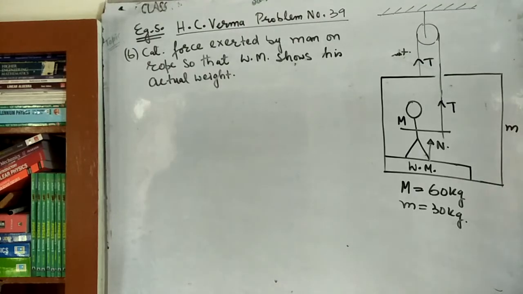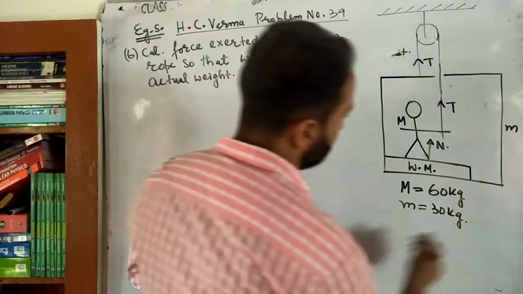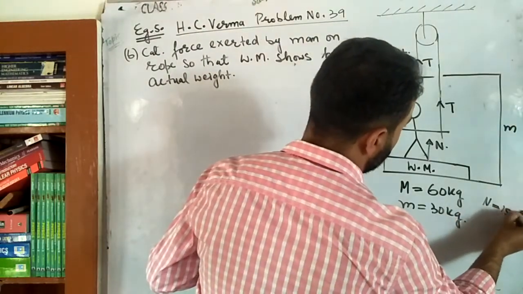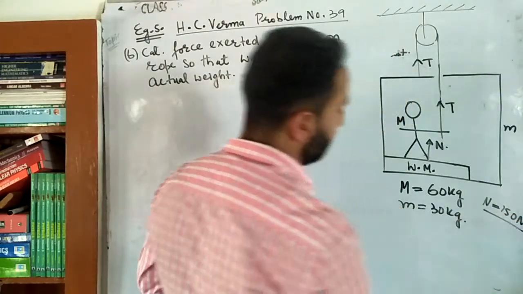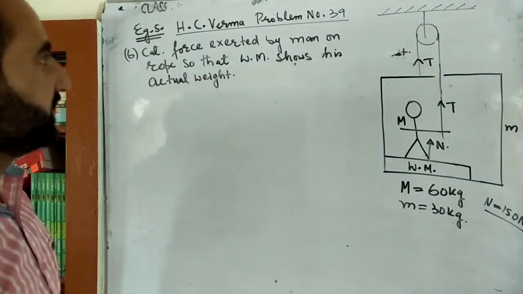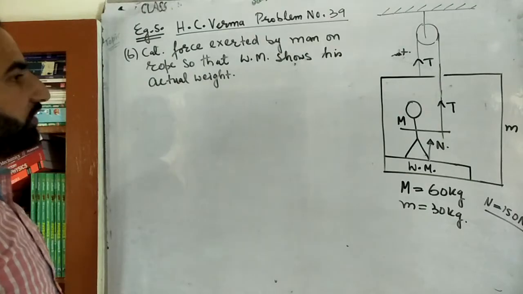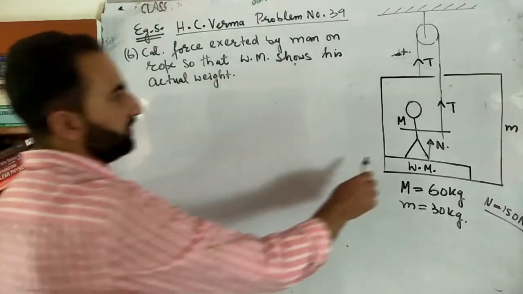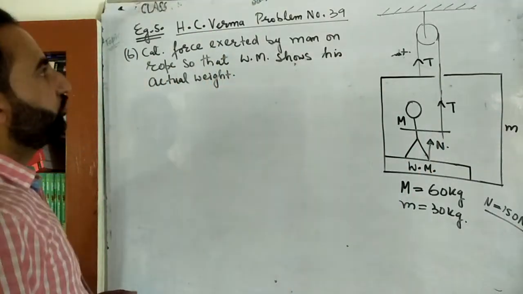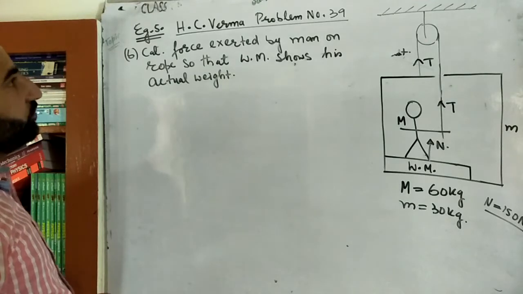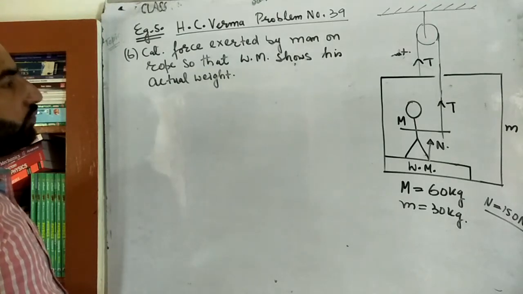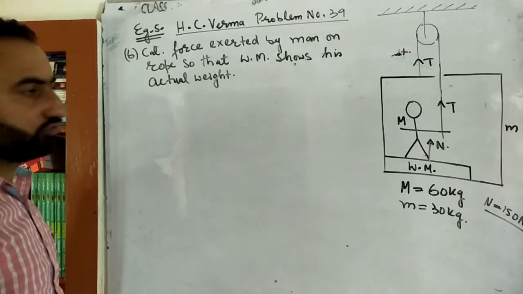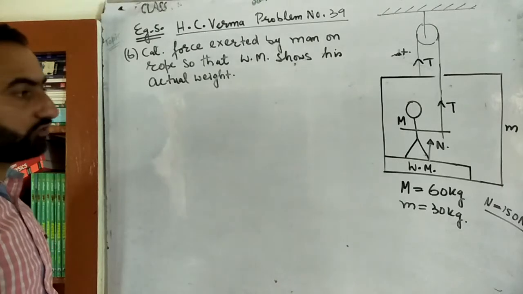Now keep in mind, in part A, the normal reaction came out as 150 Newton, if you remember, or the reading is equal to 15 kg. Now the question is like this: calculate the force exerted by this person on this rope, so that the weighing machine shows actual weight. So that the weighing machine shows actual. And what's the actual weight?